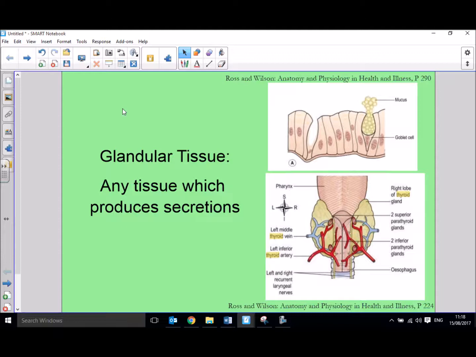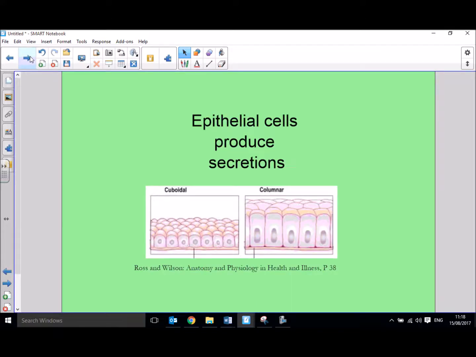So why are we talking about this now, right at the beginning? Well, epithelial cells produce the secretions. We've looked a little bit already about the 4 different types of tissue types: epithelium, connective tissue, muscle, and nervous tissue. Now, of those 4 tissue types, the only one that has the ability to produce secretions is epithelium. And therefore, epithelial cells must be involved in glandular tissue.